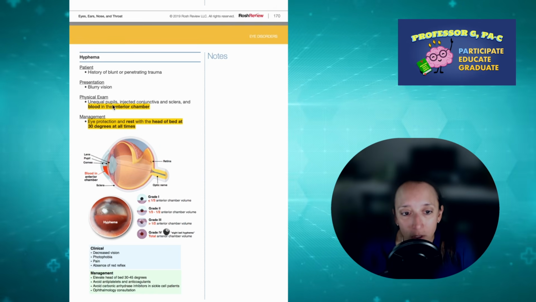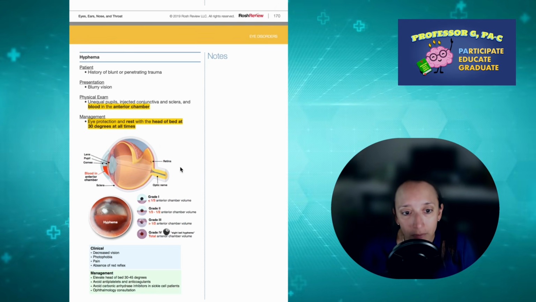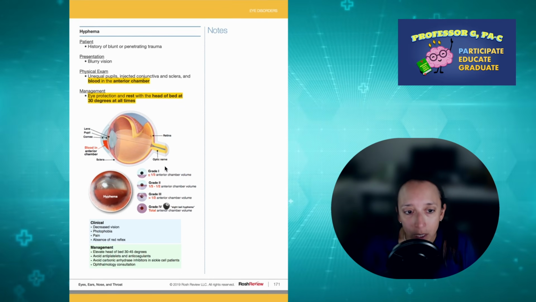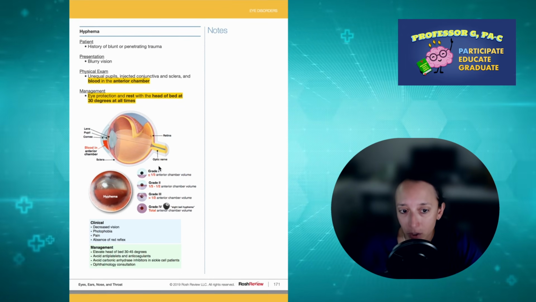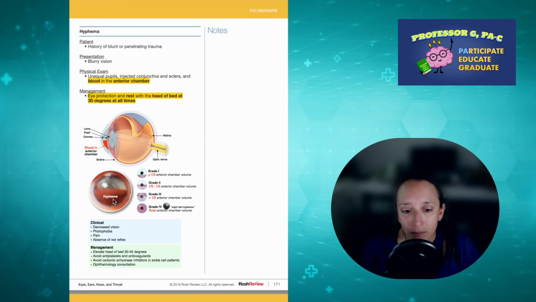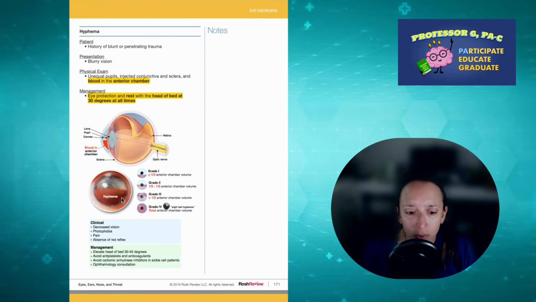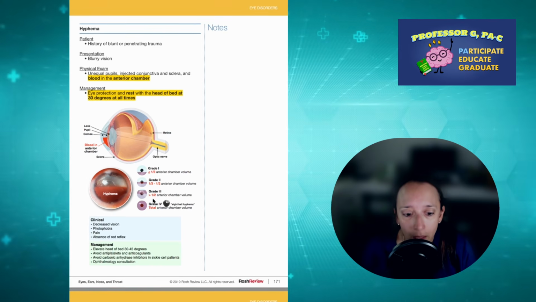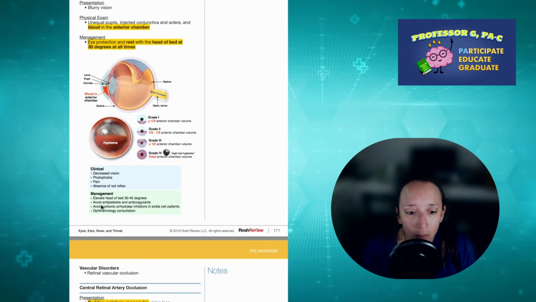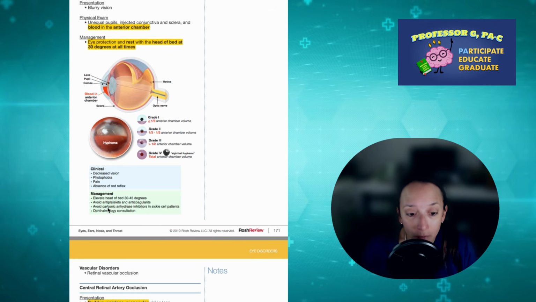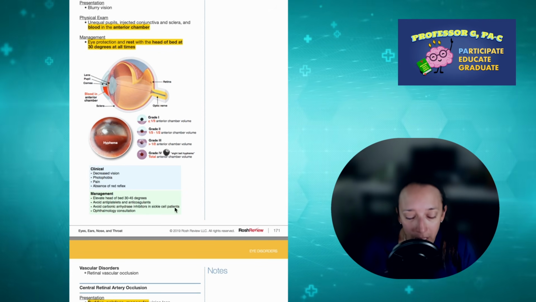We might also have a history of unequal pupils and injected conjunctiva, and the management is really protecting the eye and getting ophthalmology on board. We want to keep the head of the bed at 30 degrees to keep the blood in the anterior chamber. Also, if we see it recurrent, we might need to think about sickle cell. We want to avoid antiplatelets, anticoagulants, and carbonic anhydrase inhibitors in sickle cell patients.